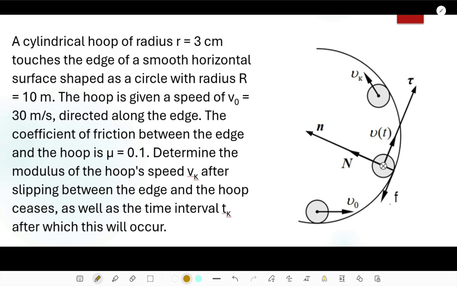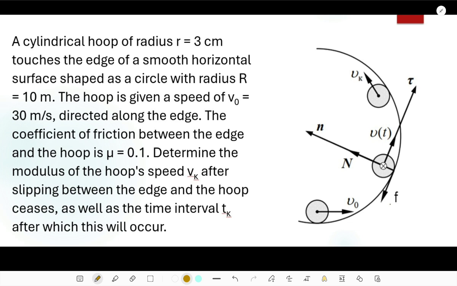I will solve by putting in a moment of inertia. I will regard something in my mind, so you don't need to worry about it. It's a rolling body, a round body. A cylindrical hoop of radius r touches the edges of a smooth horizontal surface. The horizontal surface is smooth, but this circular thing is not smooth.